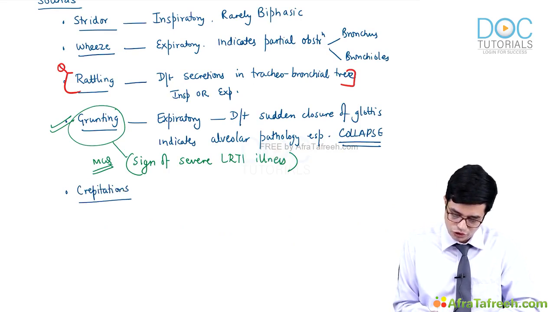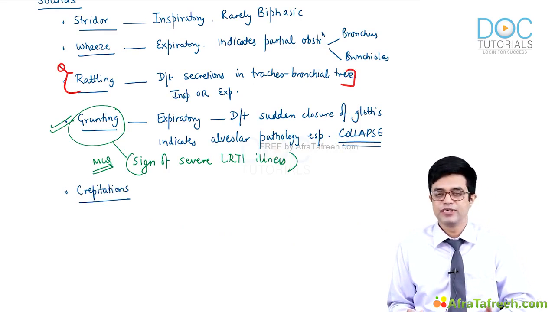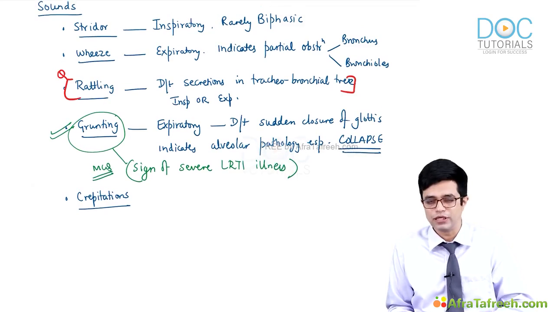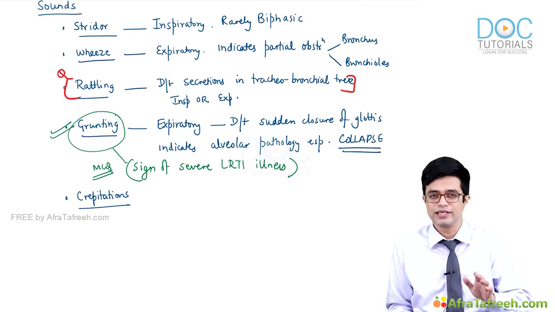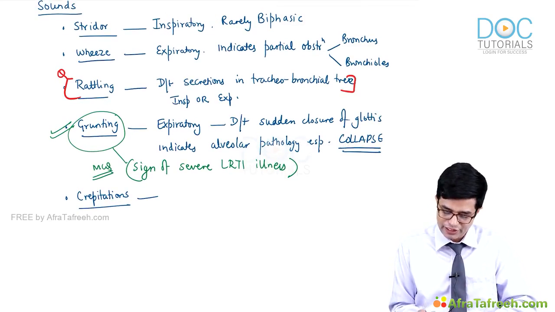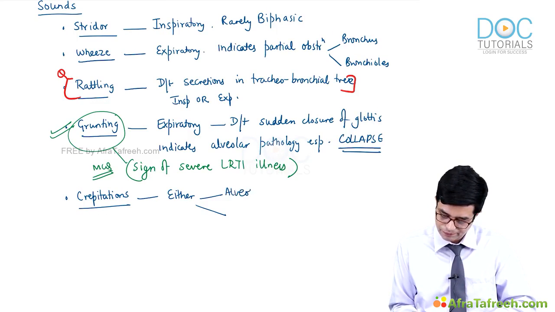Crepitations usually do not show a fixed pattern with inspiration or expiration, so we don't usually comment upon that. Books will say, but traditionally we do not comment upon it. Crepitations indicate the presence of either an alveolar pathology or interstitial lung disease.